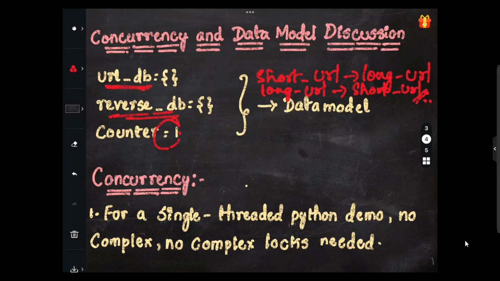The next one is for production. We have to go with atomic increments as well as thread safe dictionaries. This is something we have to keep in mind.